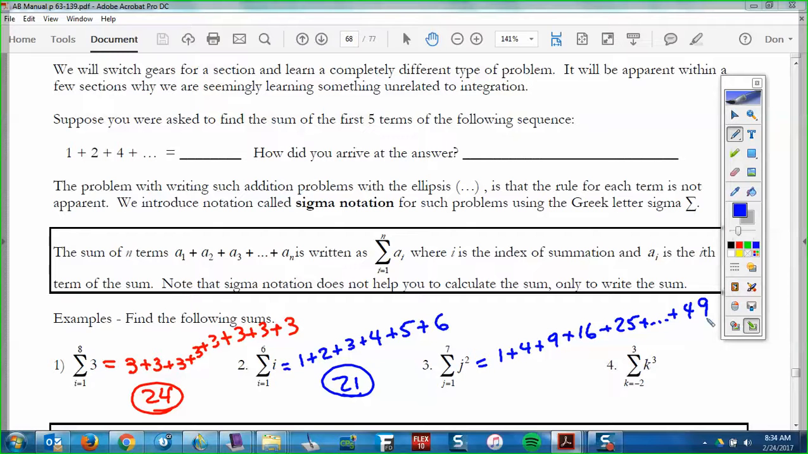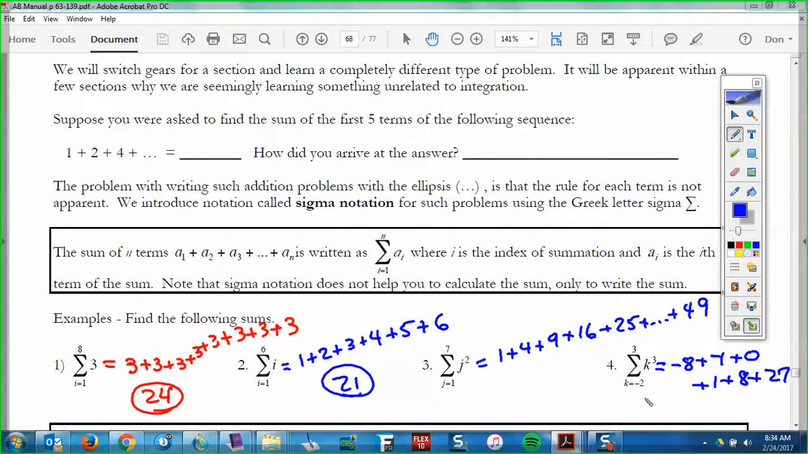Now, sigmas don't always have to start with 1. Here's a sigma that starts at negative 2. So this is going to be negative 2 cubed, which is negative 8, plus negative 1 cubed, which is negative 1, plus 0 cubed, which is 0, plus 1 cubed, which is 1, plus 2 cubed, which is 8, plus 3 cubed, which is 27. So you can start a sigma anywhere you want, but it's got to go up by 1s. So it's going to go negative 2, then negative 1, then 0, then 1, then 2, then 3. Okay, any questions about sigma notation? That's in its simplest form.